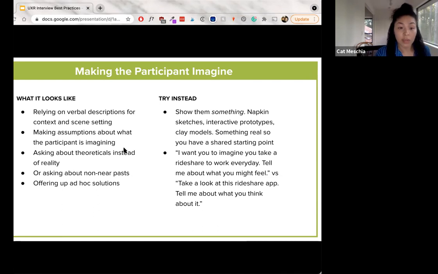Another way this shows up is asking about the non-near past. I think it's very common that people's memory gets less and less reliable the farther you are from a situation. So if you're asking someone about their yearly routine, that data is not going to be as accurate.